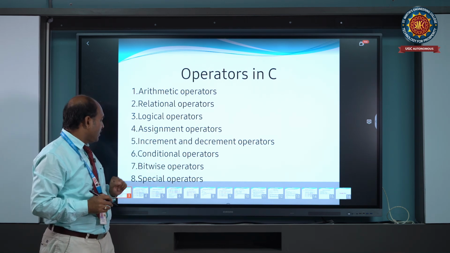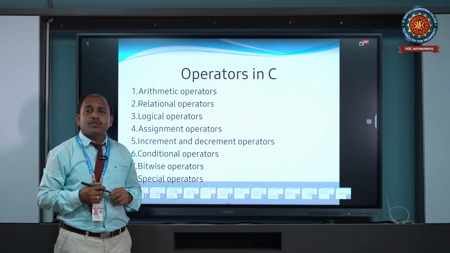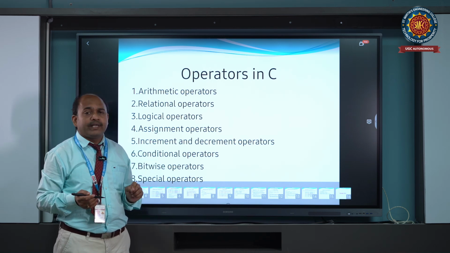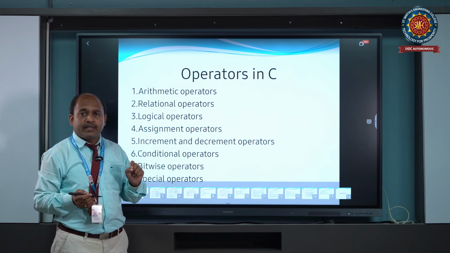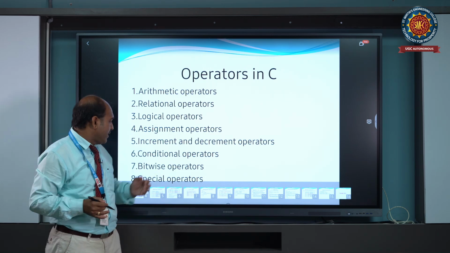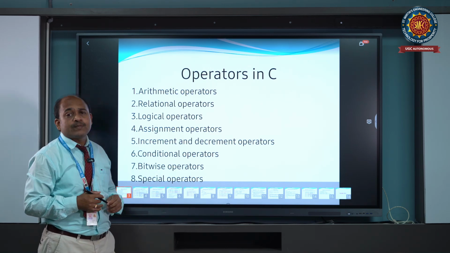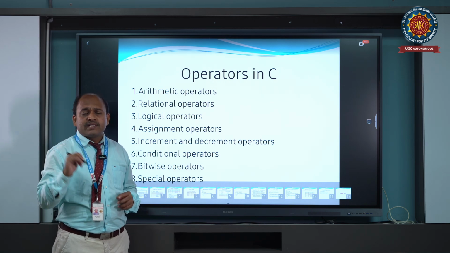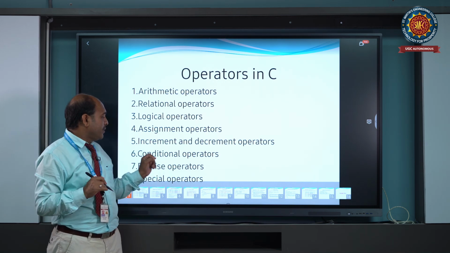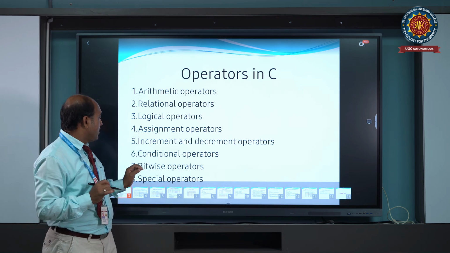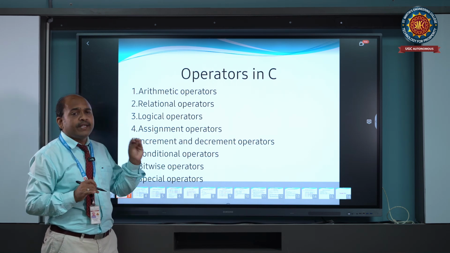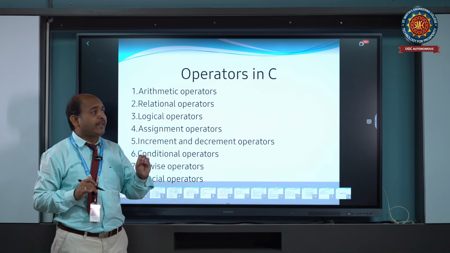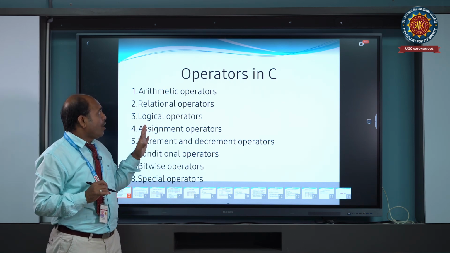Next, the seventh one is the bitwise operator. Here we use the AND operator, NOT operator, OR operator, tilde operator, and left shift and right shift. The last, eighth one is the special operators, like comma, semicolon, asterisk symbol, slash, and flower bracket. These are the symbols we are going to use. Means in order to write any simple program, we will use some of these operators.